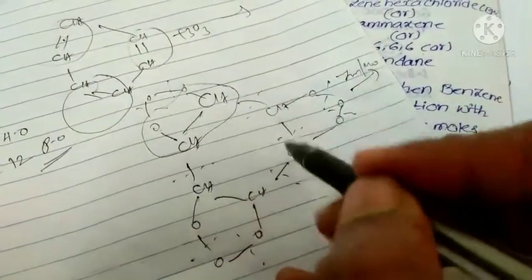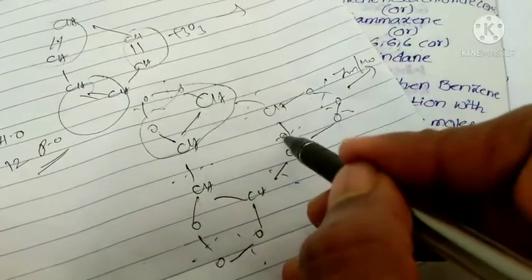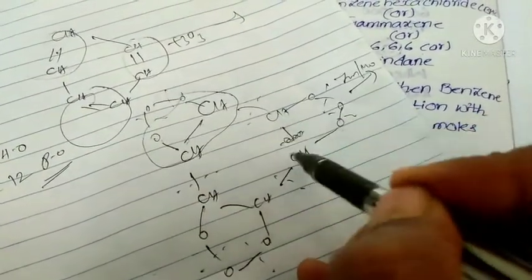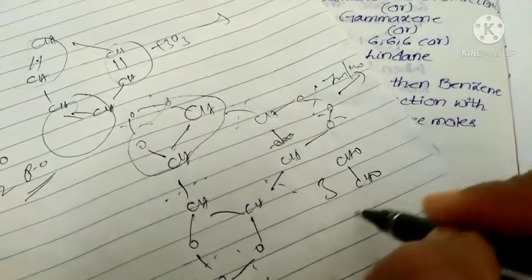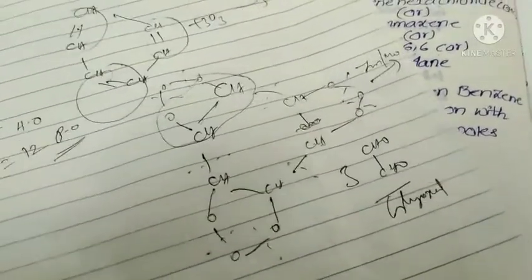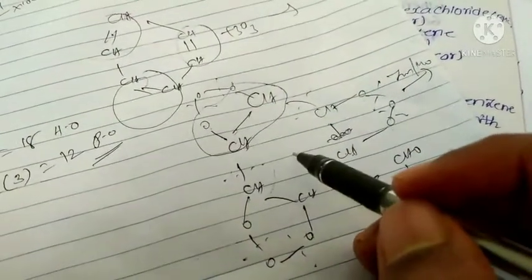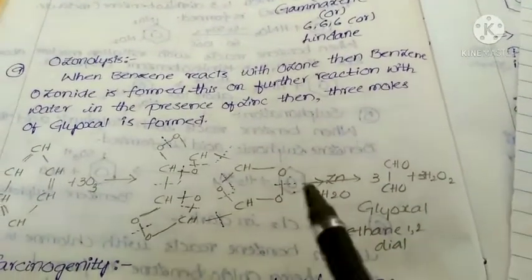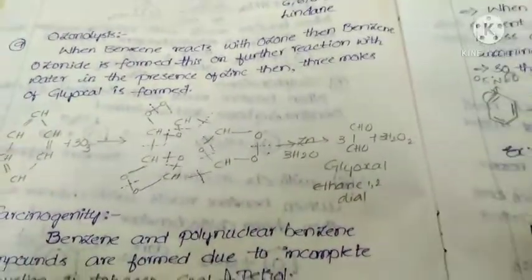Between these bonds will be broken. Here the bond is there. CHO. That means 3 CHO bonds are present. This is called glyoxal. This is also called what, students? Ethane 1,2 diol. If you don't understand this reaction, I will discuss this reaction in live class later. So what you have to understand, when benzene reacts with ozone, then we get which one, students? Glyoxal.